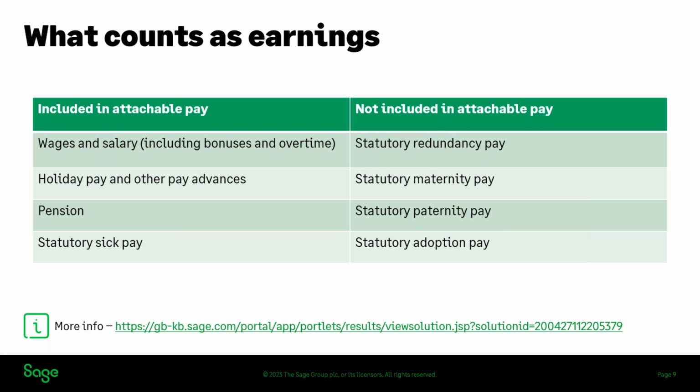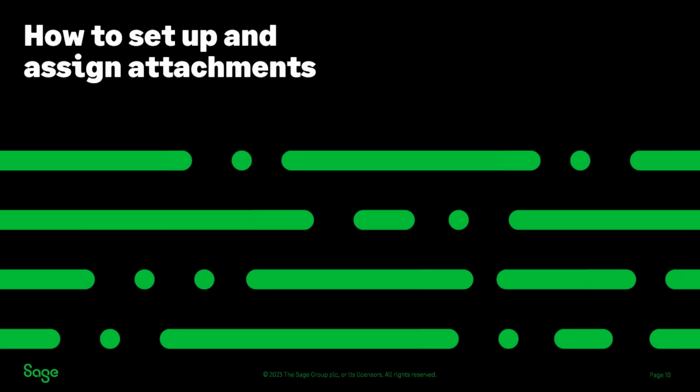So that's just a bit of background on the different attachment types, how you would work out the deduction, and what counts as earnings. Let's get into a demo, and we'll take a look at setting up and assigning attachments to your employees.